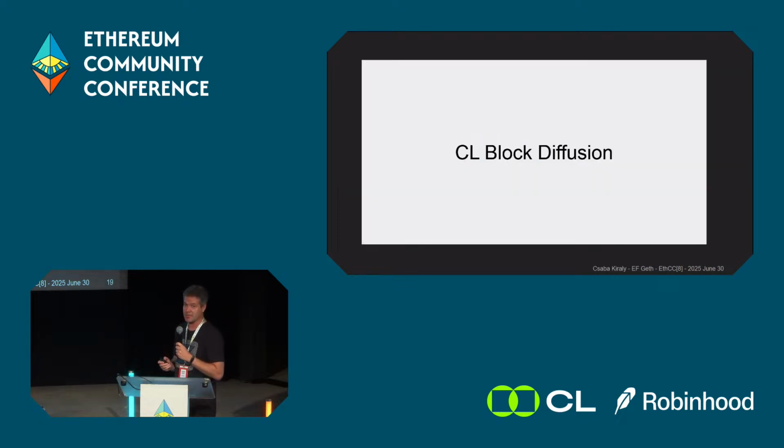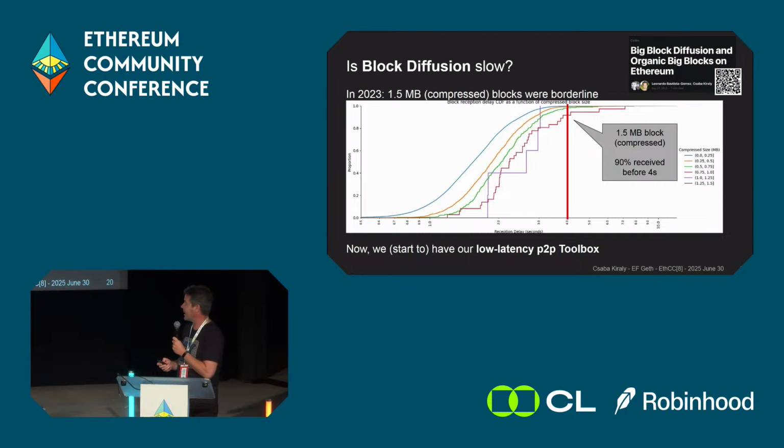CL block diffusion. So we went through the mempool. The block was generated. This block has to be diffused. And that's a very nice peer-to-peer problem. And this is actually a measurement we did 2 years ago when we were adding more and more blobs.